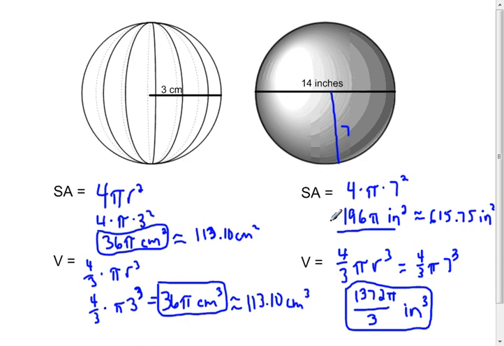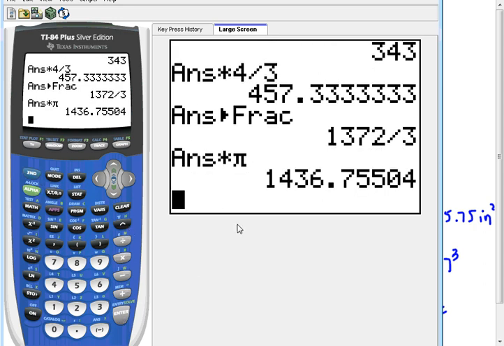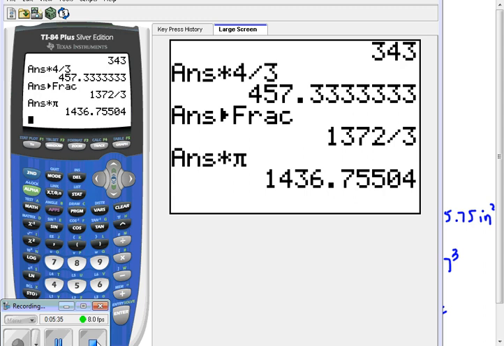So you can see the surface area and volume do not have the same numerical value in this case. They are different. This was just kind of a special case where they are the same, and this won't happen very often. So there you have it. There's the volume, and then if we want to approximate this, we can type it into our calculator. We do 1,372 divided by 3 times pi, and that would be our rounded answer. 1,436.75 or 76. All right, so that is how to find the volume and surface area of spheres.